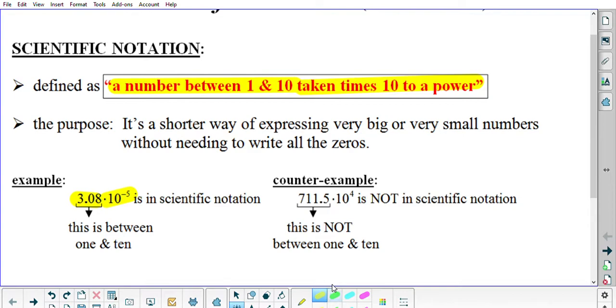But let's take a look at this counterexample. Why is 711.5 times 10 to the fourth not considered scientific notation? It's because the very first part of it, 711.5, is not a number between 1 and 10. And so that's why this does not meet the definition of scientific notation. Even though it was taken times 10 to the fourth power, which does meet the second part of the definition, the first part of the definition is not being held true here. This first number, 711.5, is not between 1 and 10.